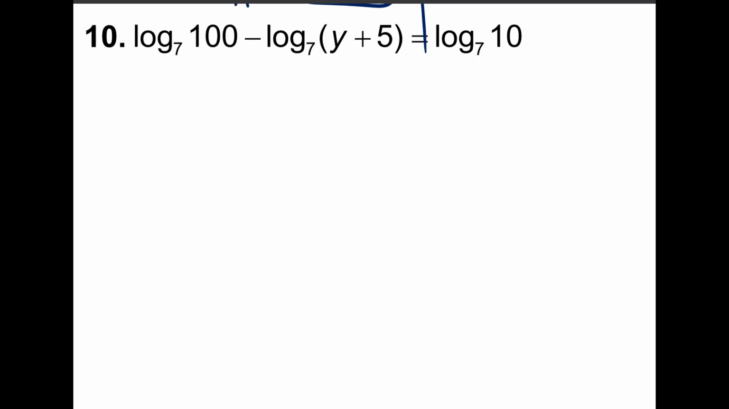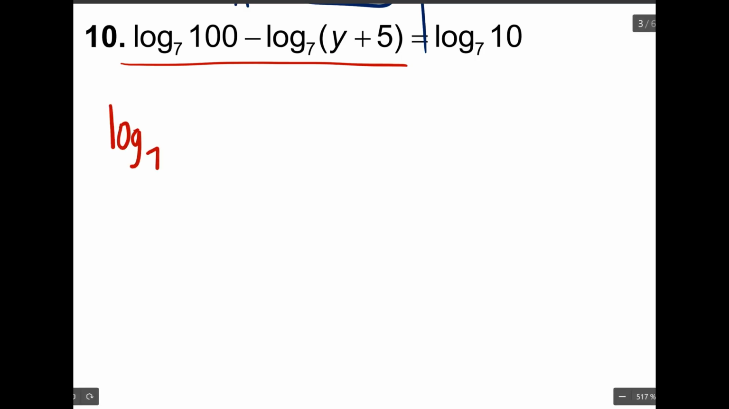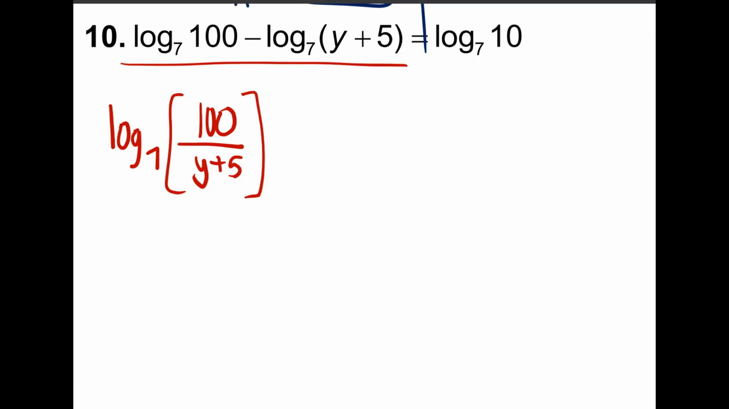Okay, how can I combine these? See there's more than one log on a side. I'm going to have to use a property of logarithms. How do I know which property to use? Because it's subtraction, I'm going to use the division. Good. So log base 7 of the left one over the right one. Notice I only wrote log once. I went from 2 logs to 1 log. All right, and this is equal to, well, I'm going to rewrite the right side, log base 7 of 10.